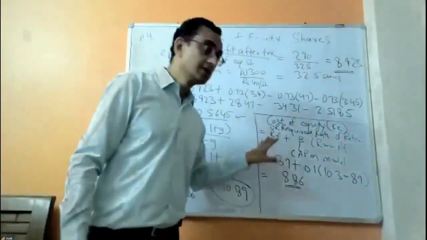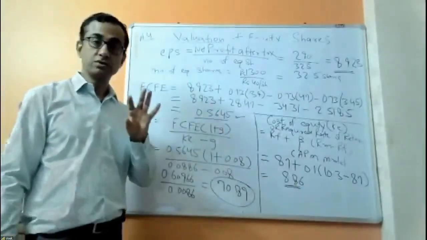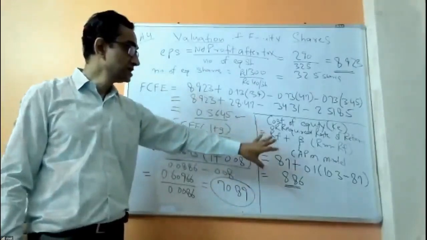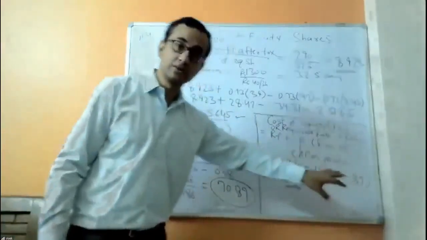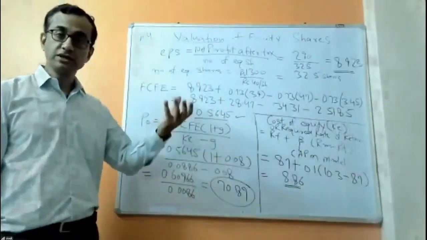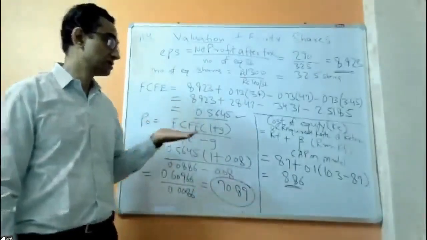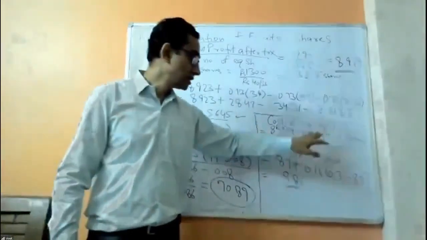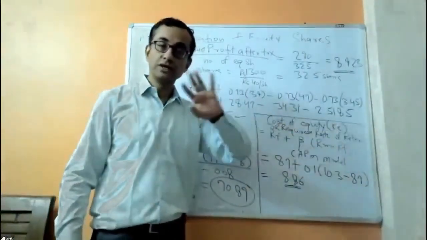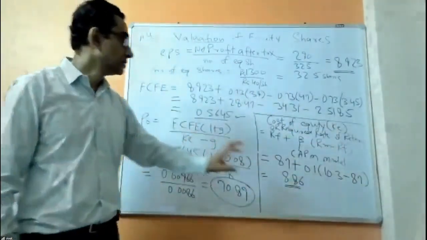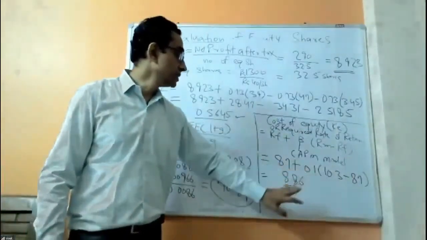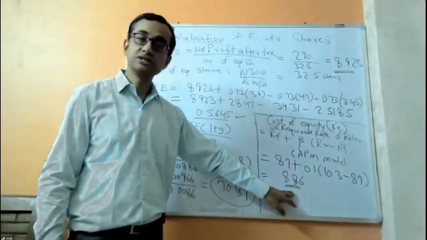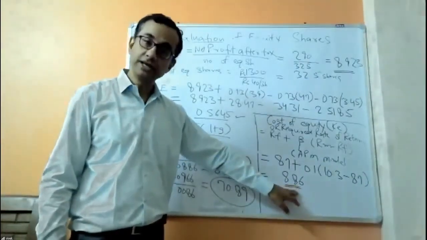In this question, cost of equity cannot be calculated on the basis of Gordon's model. The cost of equity can only be calculated on the basis of the CAPM model, that is capital asset pricing model. Because whatever figures are given, it can be easily deduced that the CAPM model has to be employed. The risk-free rate, beta, and the market rate, all figures are given in the question. You have to put the figures into the formula, and the cost of equity or the required rate of return as per the CAPM model is 8.86.